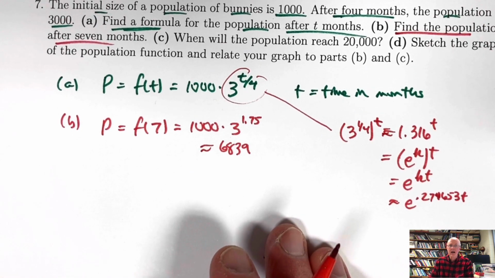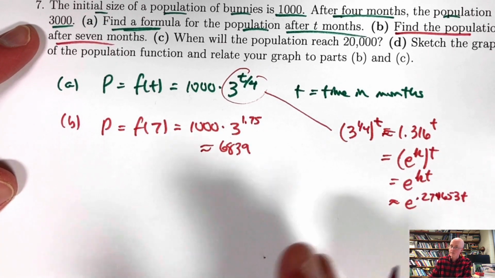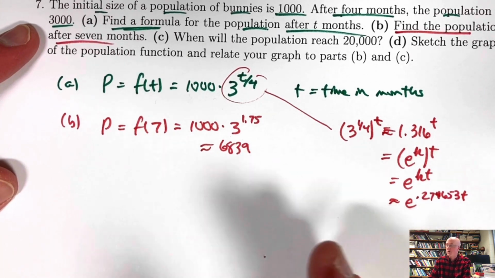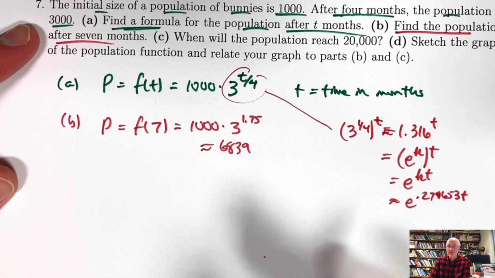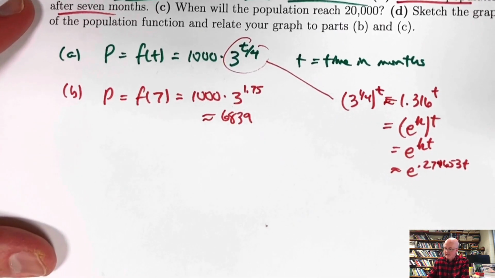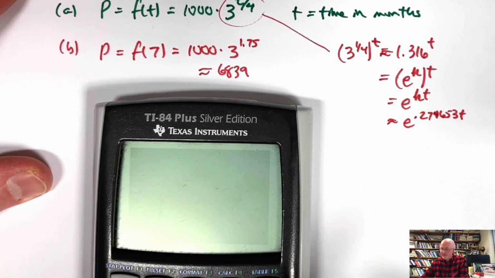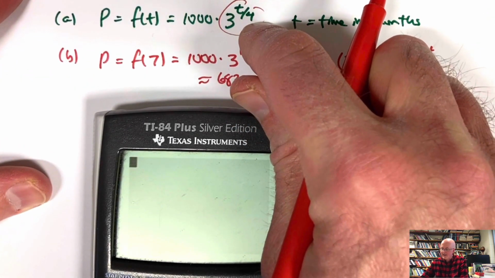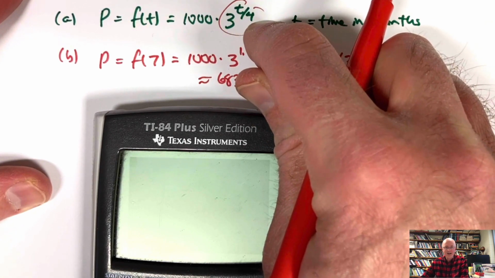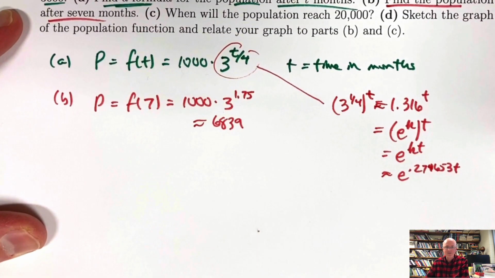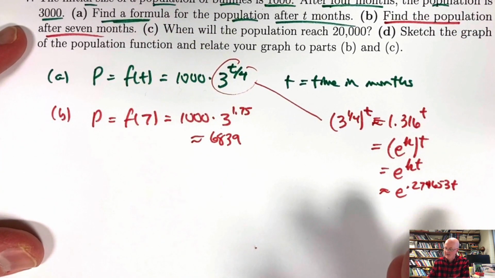Notice the population did not quite triple again from 3,000 to 9,000. That's because 7 months is 3 months after 4 months, not 4 months after 4 months. f of 8 should be 3,000 times 3. It should be 9,000. Let's try that. If I replace t with 8, I can do it in my head. 8 over 4 is 2. 3 squared is 9. 1,000 times 9 is 9,000. After yet another 4 months, it would triple again from 3,000 to 9,000.